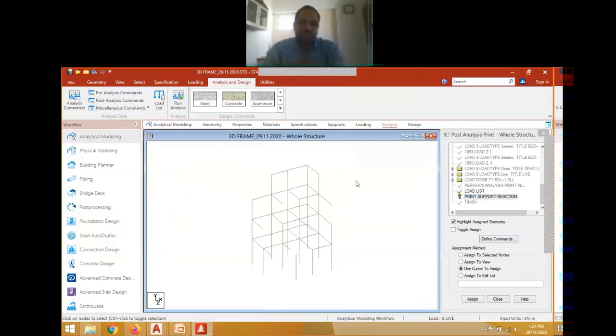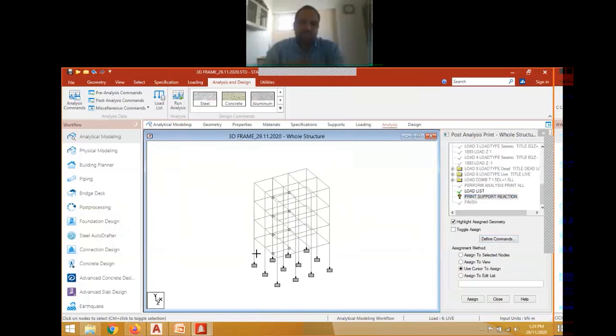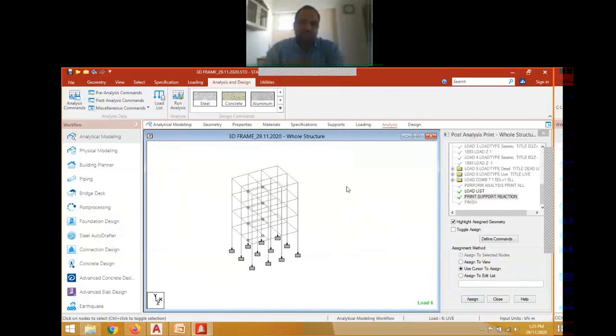You can see here print support reaction, but this command needs to be assigned to the structure. So you can select the entire structure and then select to view. Say select to view, assign. Yes, now it is assigned, correct? So the analysis part is done.